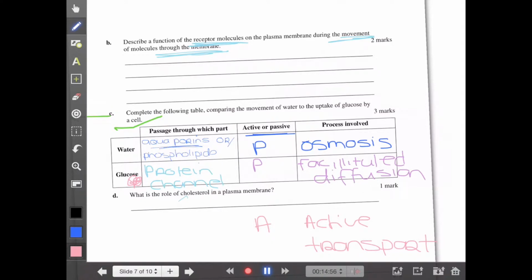In both cases, glucose is always going to use the protein channel because it's a large molecule and it's not going to be able to fit through the phospholipids, but you definitely need to know that one's going against the concentration gradient, one's going down the concentration gradient.